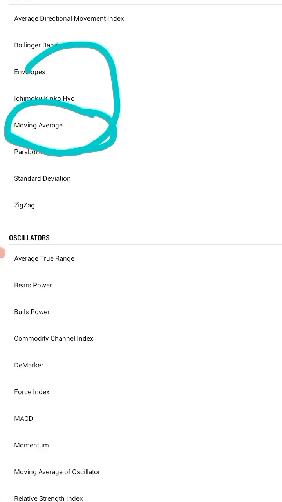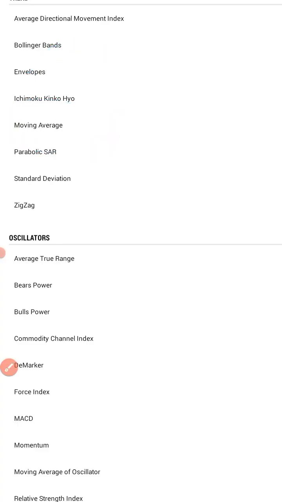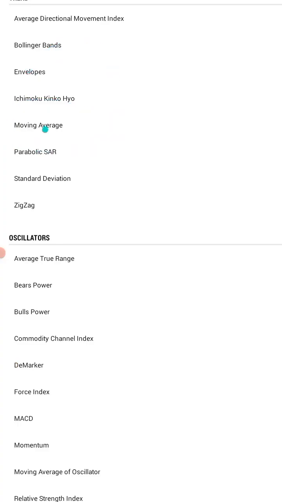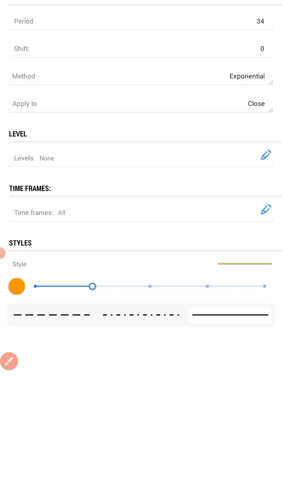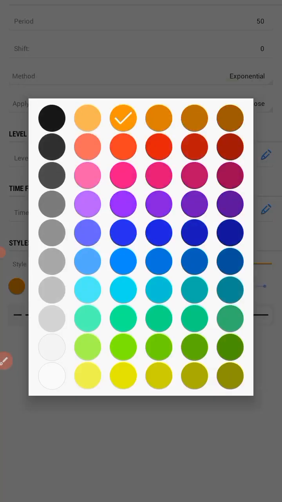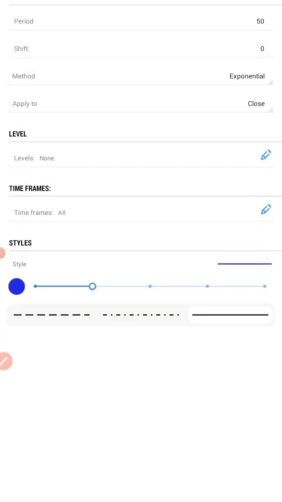I'll start using the 50 moving average. Now, just follow me. I will start with the 50 moving average. The 50 moving average is one of the moving averages I love using, and one of the strongest moving averages I will ever have in the Forex market.